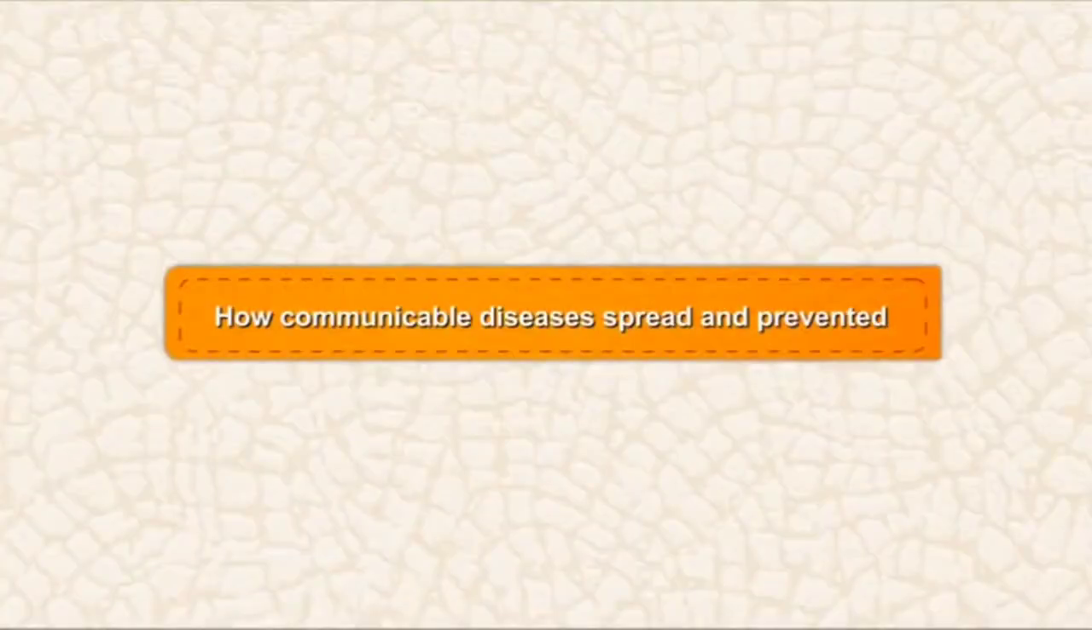Okay, so this is through insect bites. Okay children, we shall go to a video which shows how the diseases are spread from an infected person to a healthy person. How are communicable diseases spread and prevented?